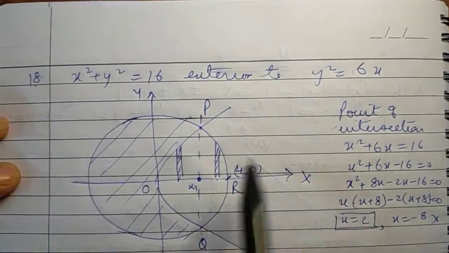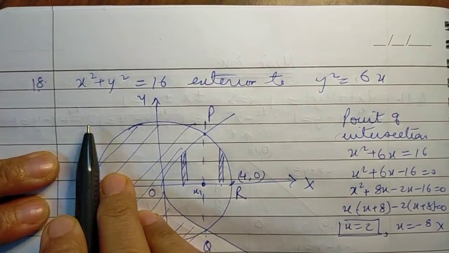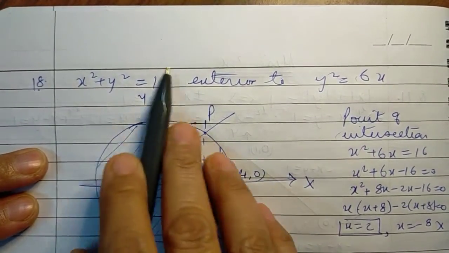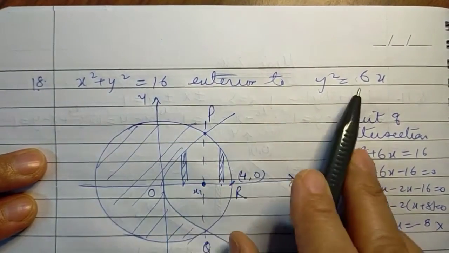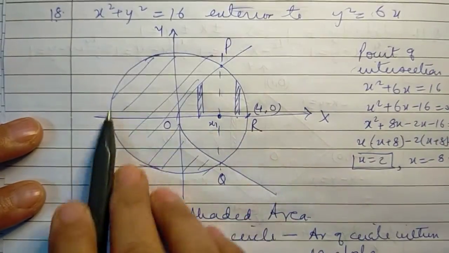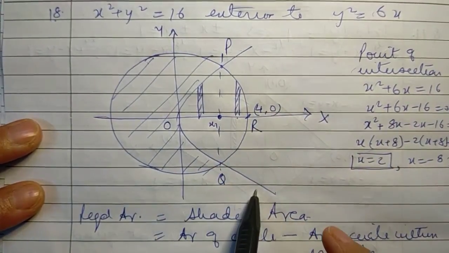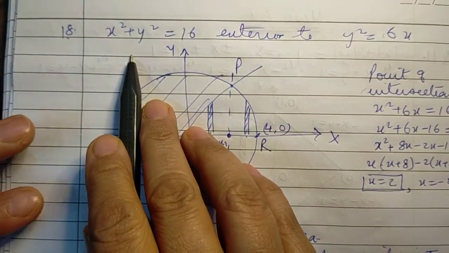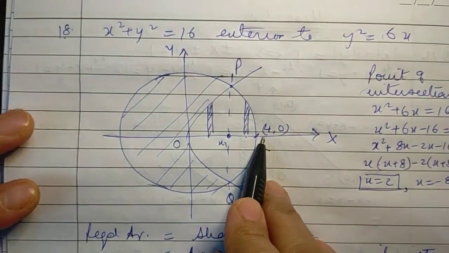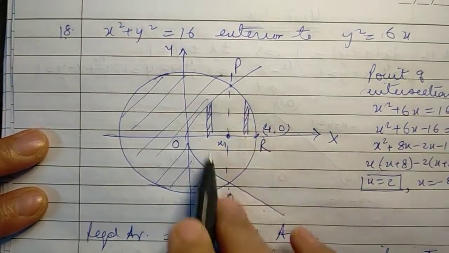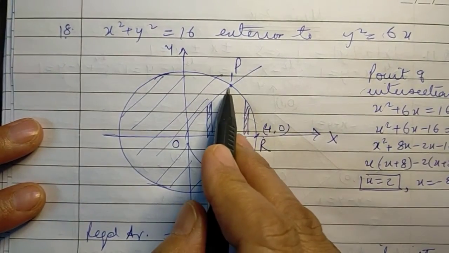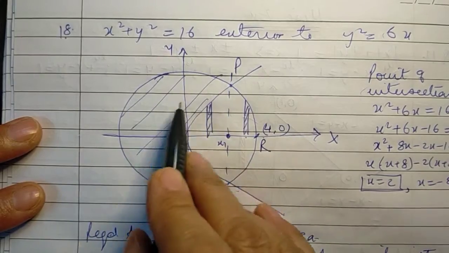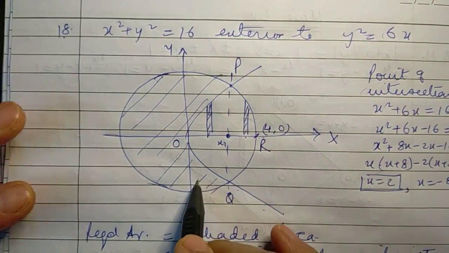Now let's see the next question, question number 18. We have to find the area of the circle which is exterior to the parabola. So let's first draw. The parabola is symmetric about the x-axis and the circle has center at origin and radius equal to 4 units. So when we draw, we get something like this. If we have to take the area exterior to the parabola, this is the required area.